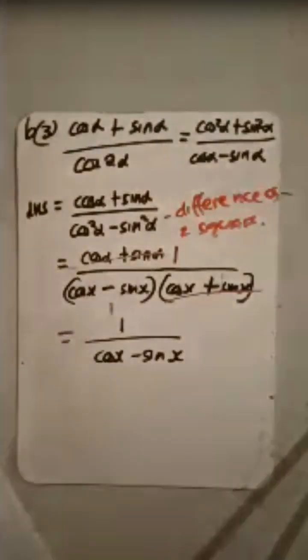Okay, right, guys. Now, what do we do? I'm having 1 over cos x minus sine x there, and it's not the same as the right-hand side. Are they not the same or are they the same?